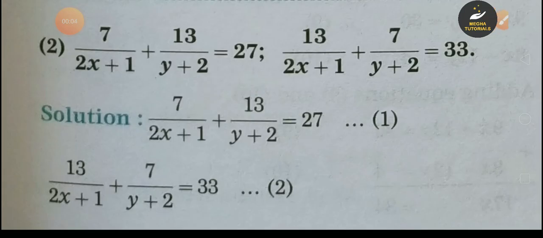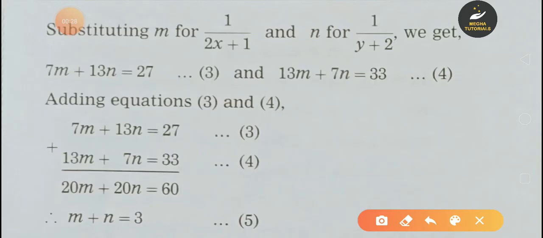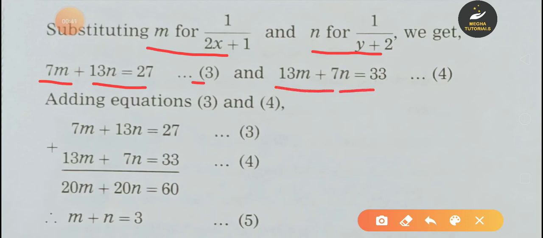Question 2. 7 upon 2x plus 1 plus 13 upon y plus 2 is equal to 27 and 13 upon 2x plus 1 plus 7 upon y plus 2 is equal to 33. Equation 1 and 2 both are not in the standard form, so we need to replace 1 upon 2x plus 1 and 1 upon y plus 2 using suitable variable. So we can take 1 upon 2x plus 1 is equal to m and 1 upon y plus 2 is equal to n. After substitution, we will get 7m plus 13n is equal to 27, equation 3, and 13m plus 7n is equal to 33, equation 4.